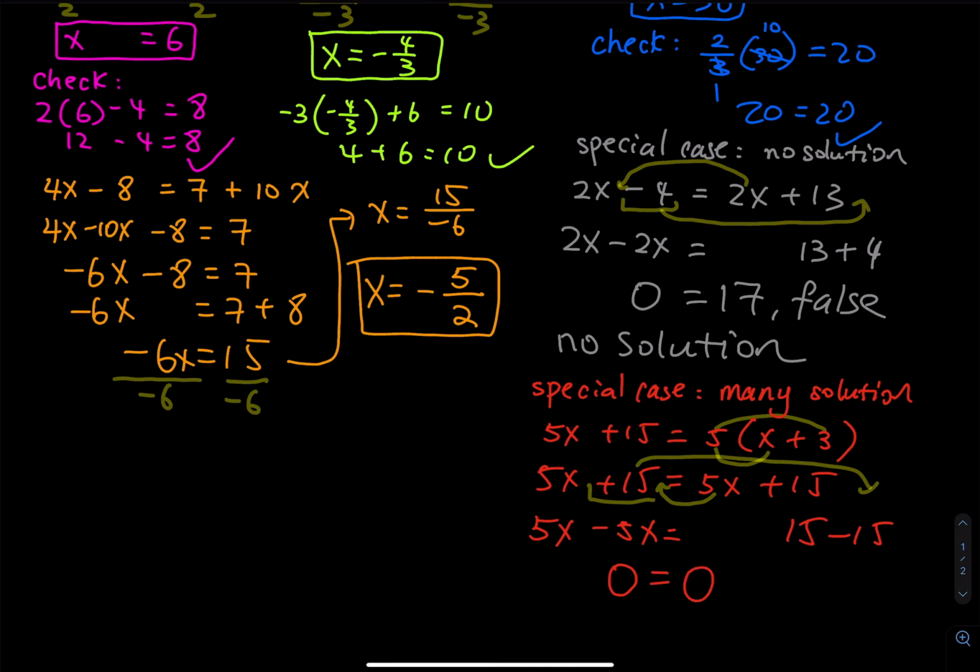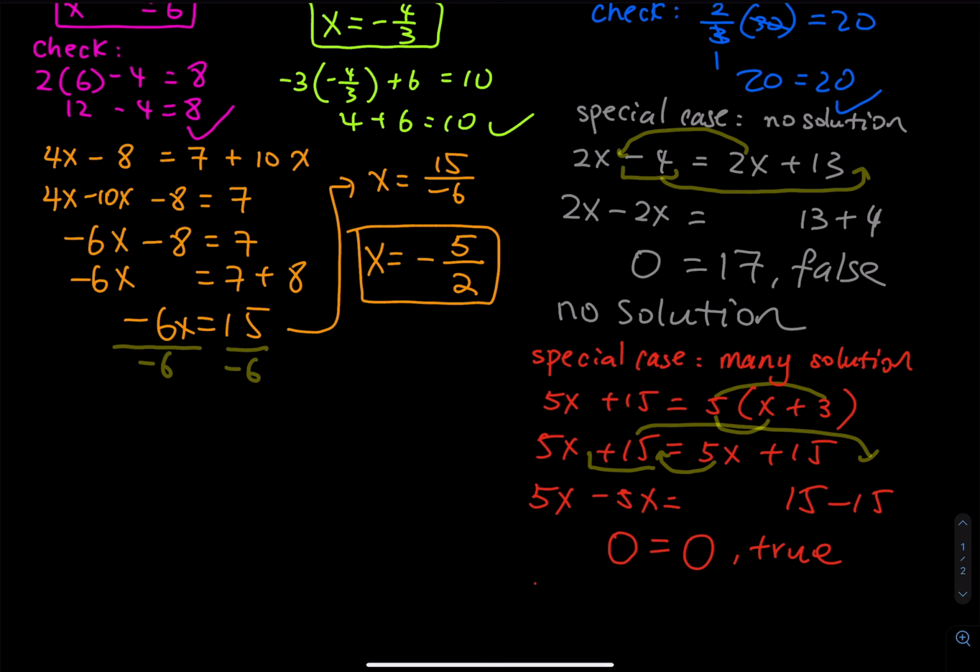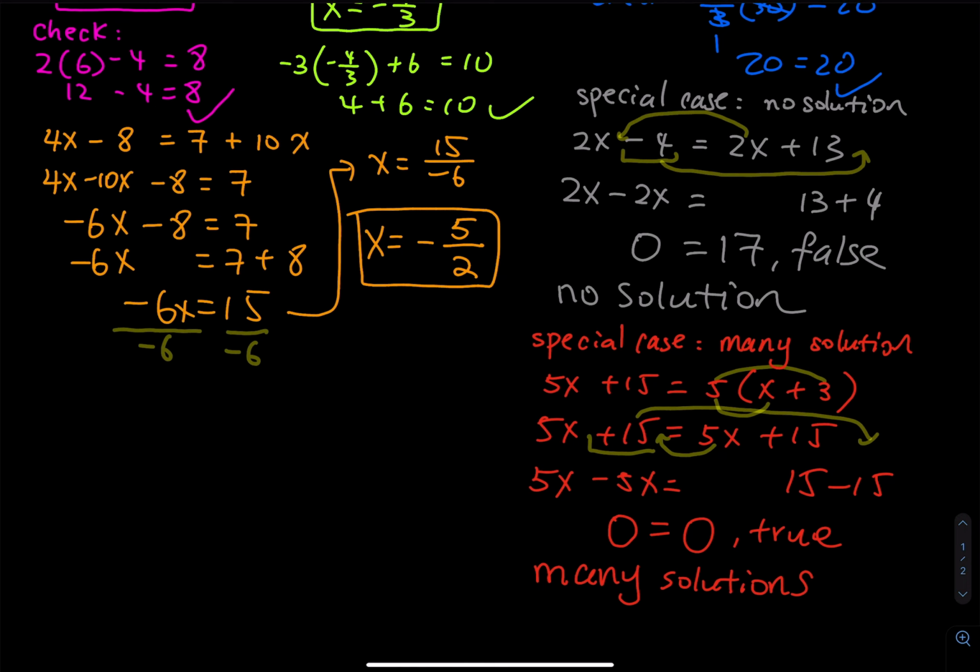A number equals another number. In this case, this is true. 0 is equal to itself. So this is true. So in this case, the equation has many solutions. What does many solutions mean? Many solutions means x can be any number.